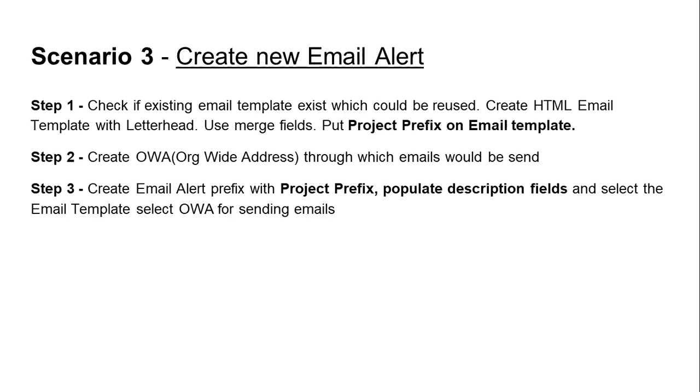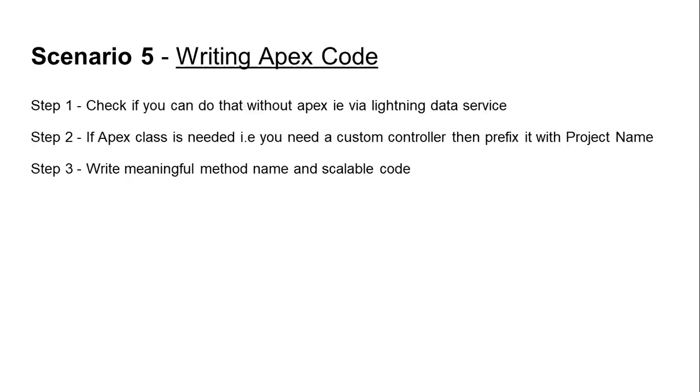And always, the emails that are fired should be from an Org-Wide email address. Although technically it's not required, otherwise what would happen is it would fire with the current user's email address, which in most scenarios is not ideal. So we should have an Org-Wide email address from which the email should be sent. While creating an email, we should prefix it with the project name, populate the resource field, then create the email template and select OWA for sending that email.